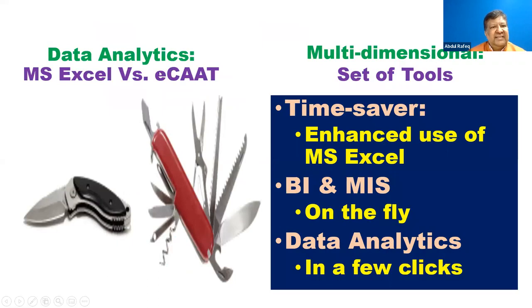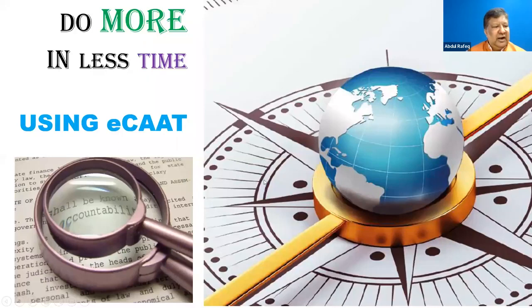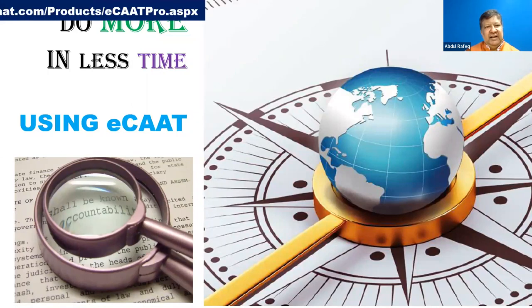So if you compare Excel and ECAT or data analytics software, you find Excel is like a simple knife, whereas the data analytics software, ECAT, is like a Swiss knife. The most important thing, it is a time saver, enhanced use of MS Excel, and you can get business intelligent MIS on the fly. And you can perform powerful data analytics in a few clicks. So the bottom line is time is value and time is money for CS. You can do more in less time using ECAT.